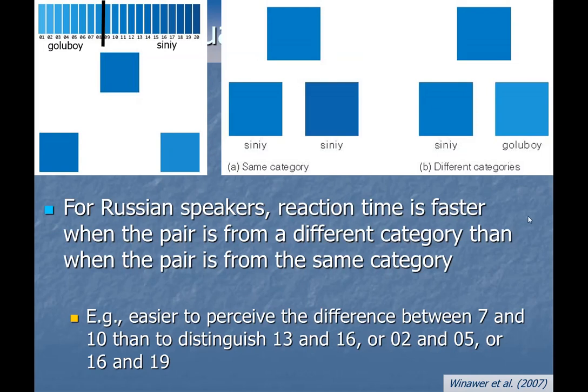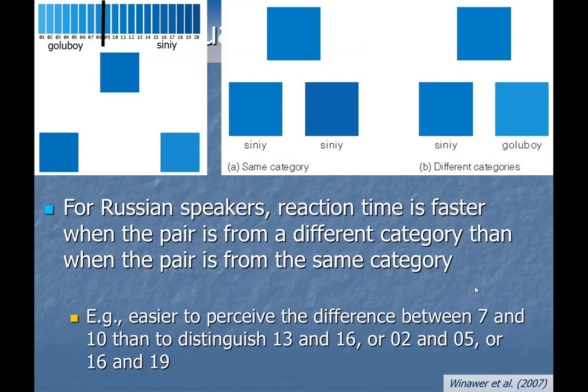And what they found is, specifically for Russian speakers, and not for those of other languages, the reaction time in tasks like this was faster when the pair of colors we were comparing came from different categories, when they cross that border, than when the pair is within the same category. Then the reaction time is slowed down. So in other words, if we go back up to this little scale in the upper left here, it's easier to perceive the difference between, say, 7 and 10 than it is between 10 and 13, or 13 and 16, or 2 and 5.